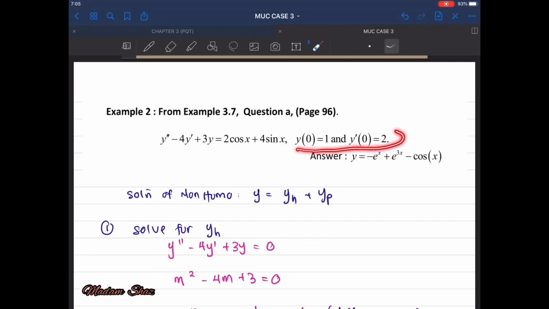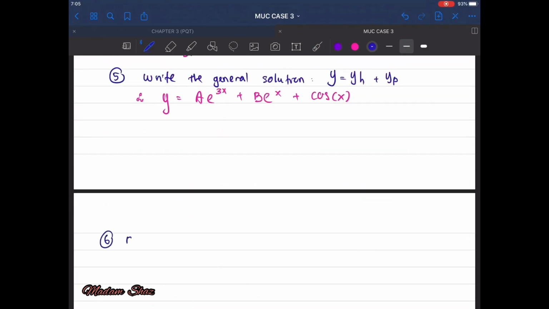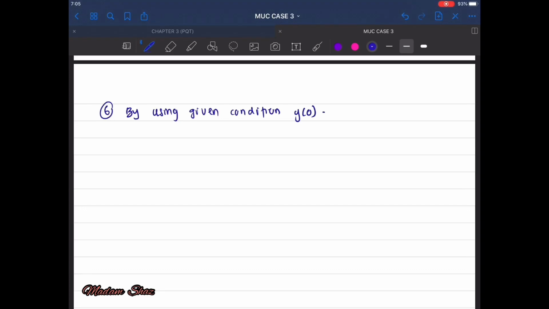Okay, refer back to your question here. You are given the condition y(0) equal to 1 and y prime (0) equal to 2. So this condition is for you to find the value for the constants A and B. So step number 6, by using given condition y(0) equal to 1 and y prime (0) is equal to 2, find value for A and B.